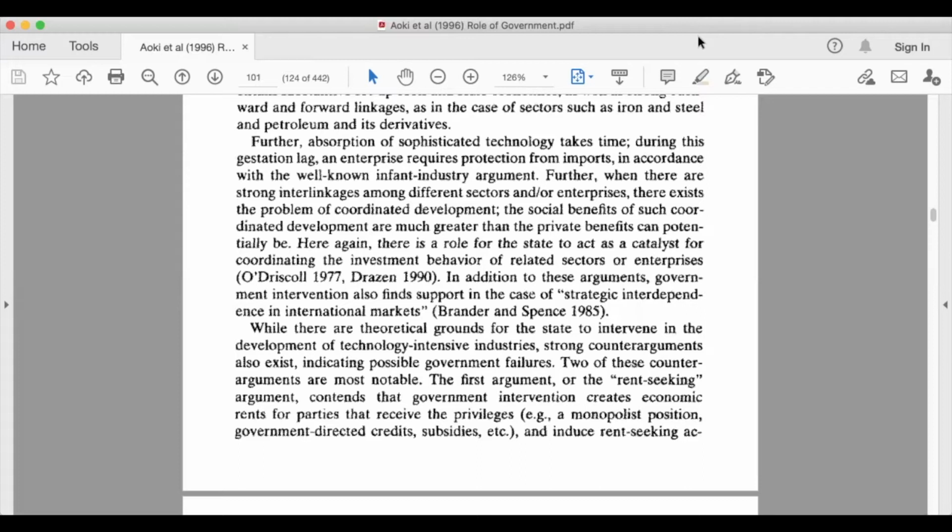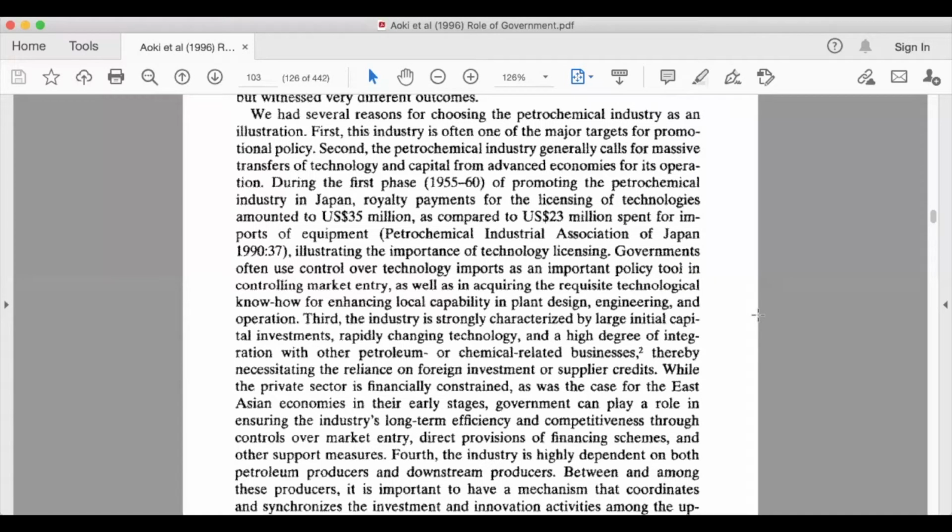"Here again, there is a role for the state to act as a catalyst for coordinating the investment behavior of related sectors or enterprises. In addition to these arguments, government intervention also finds support in the case of, quote, strategic interdependence in international markets." So skipping forward, we come to why these authors decide to choose the petrochemical industry. "We had several reasons for choosing the petrochemical industry as an illustration."